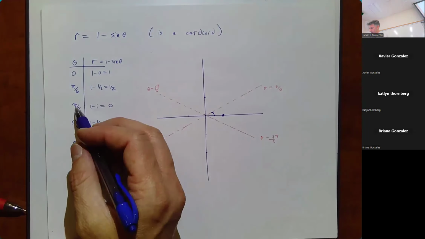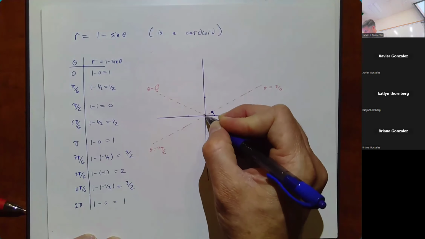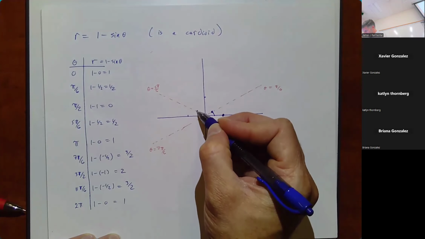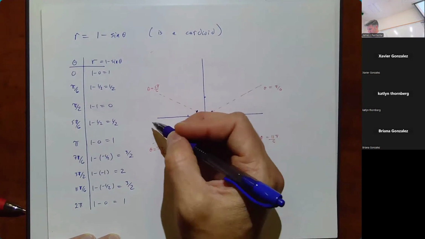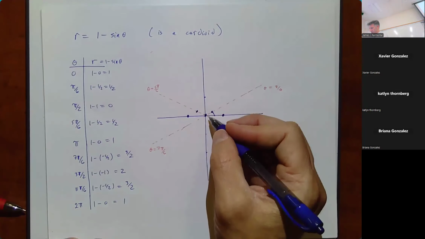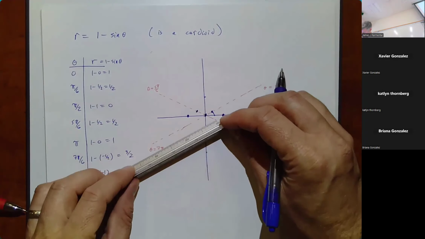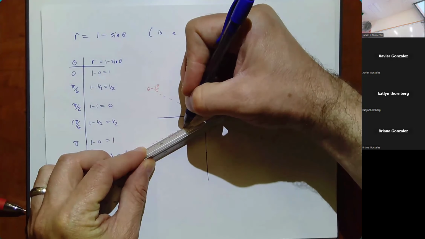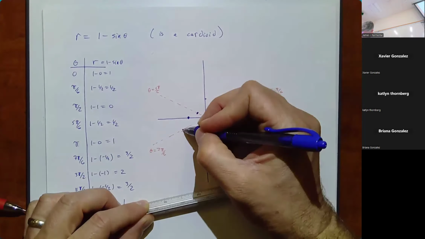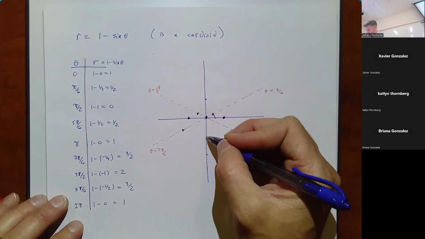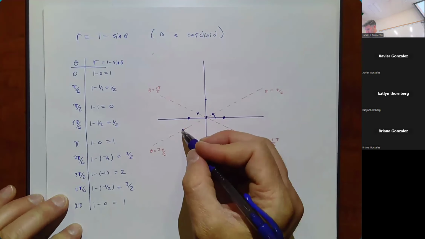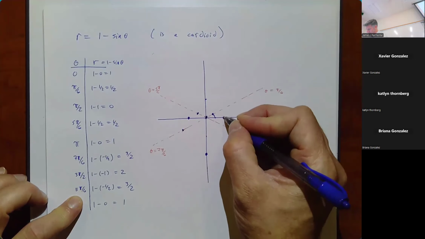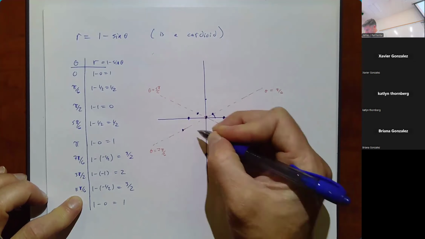And then when the angle is pi over 2, I'm going to get 0. When the angle is 5 pi over 6, I'm also getting 1/2, so it's about right there. When the angle is pi, which points to the left, my value is 1. When my angle is 7 pi over 6, my value is 3/2, so I'm going to go 3/2 in that direction. I guess I use my ruler here. When my angle is 3 pi over 2, I get a value of 2. When my angle is 11 pi over 6, I also get a value of 3/2. So here's all my points.